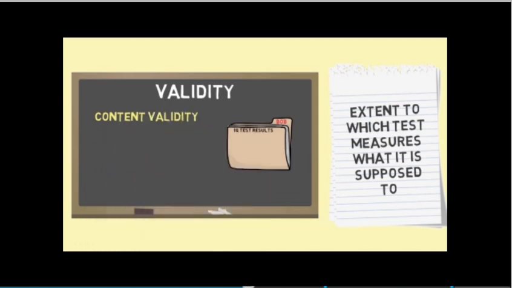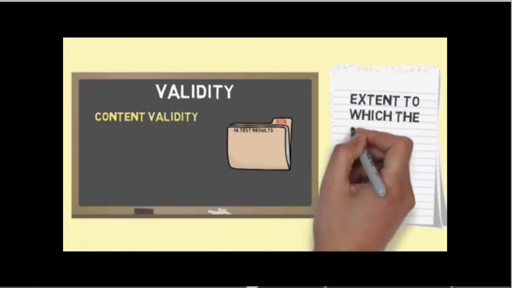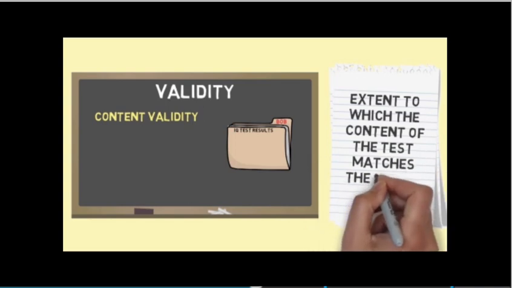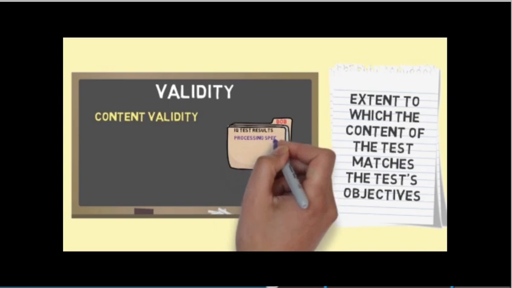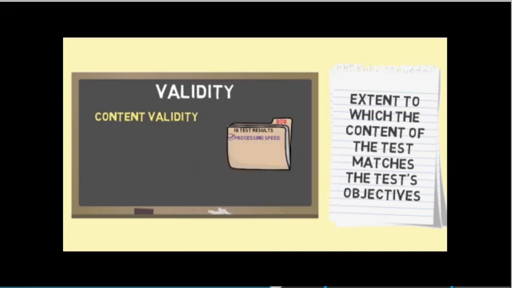Content validity is a measure of the extent to which the content of the test matches the test's objectives. For example, with Bob's IQ test, it would be valid for the test to include questions that measure Bob's processing speed. However, it would not be valid to include questions that assess Bob's love interests.